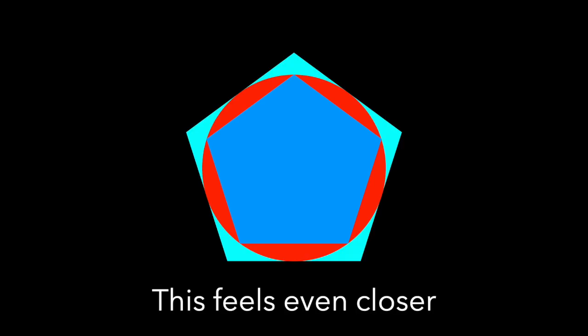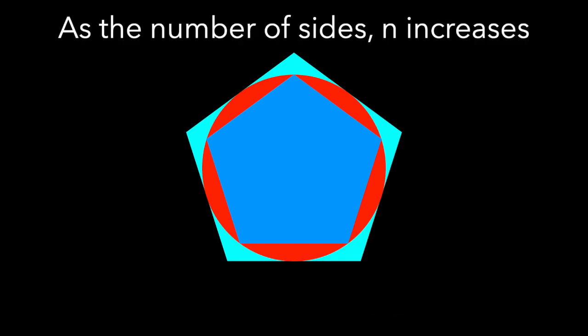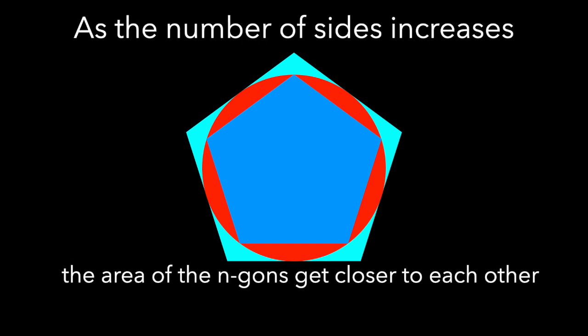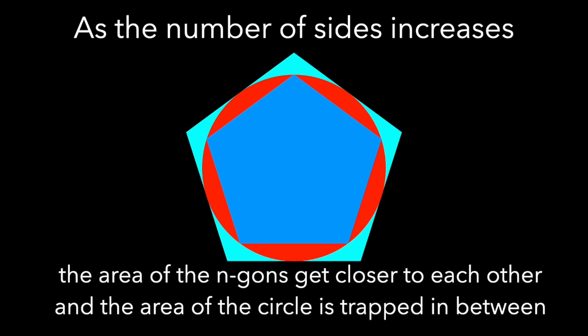Instead of a triangle, let's try a square. This looks a little closer on the inside and a little closer on the outside. Maybe one more. Let's try a pentagon. Notice each bit is much smaller, but there are more bits. Even so, the amount that we differ feels like it's getting closer, both from the inside and from the outside. So we notice that as the number of sides n increases, the area of the inscribed n-gon and the circumscribed n-gon get closer to each other, and all the time the area of the circle is trapped in between. So we're getting closer to the circle's area from the outside and from the inside.